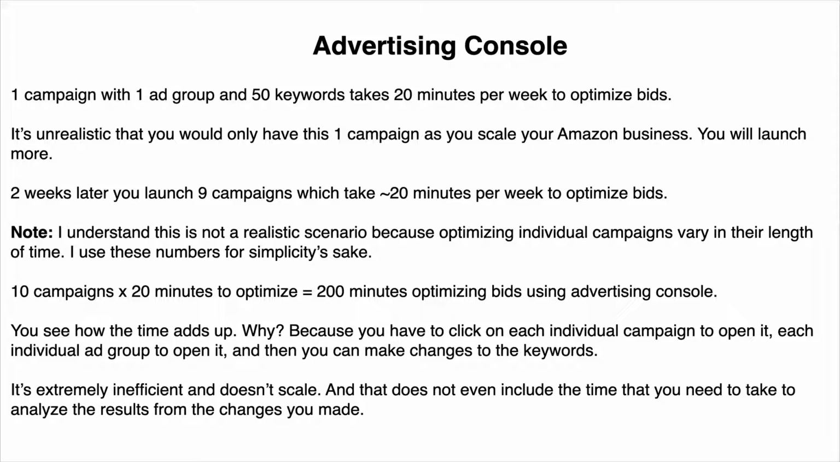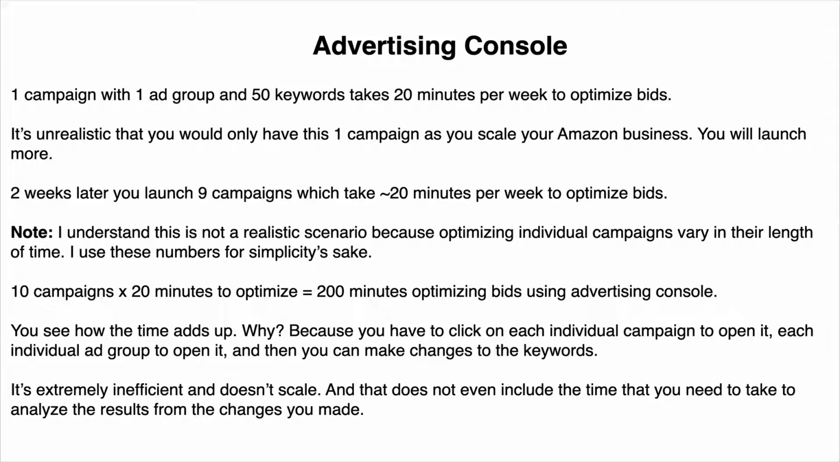I know this is kind of a lot, but this is like a math scenario, so I'll walk through it. I love math and logic and things like that, because it shows the power of things when you do it correctly. That's why I wanted to put this together. I know it's a lot of writing and most of my slides don't have it, but trust me, it'll be worth it. So we've got one campaign with one ad group and 50 keywords, and that takes 20 minutes per week to optimize bids, right?